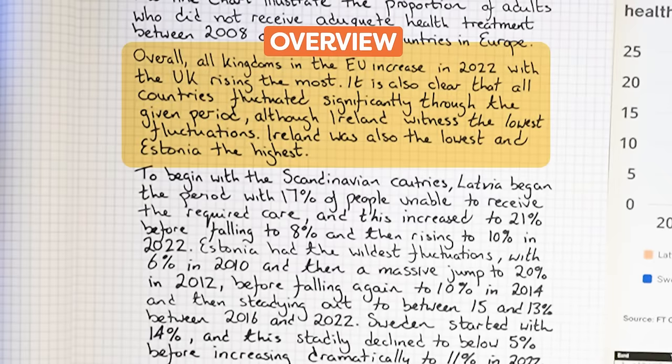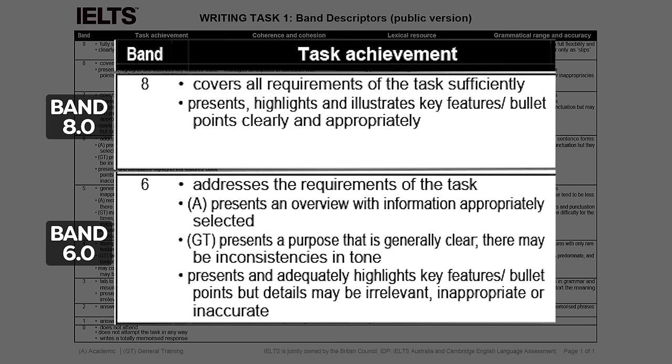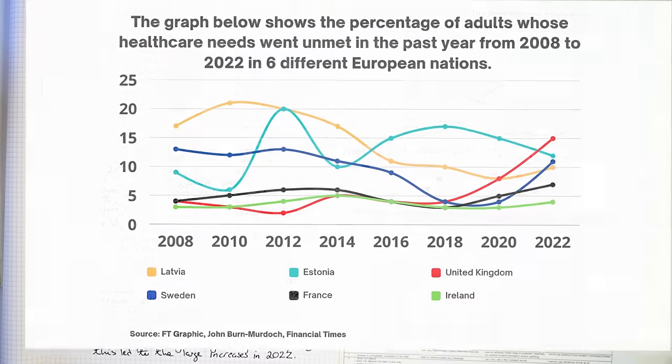And within an overview, you're going to have key features, the most important things from the data. And it says key features may be irrelevant, inappropriate, or inaccurate. So what it's saying there, for a band 6 overview, you do include some of the right things, but they're not either clear, or they might be inaccurate, they might be confusing, or they might be irrelevant. So we need to focus in on the data.